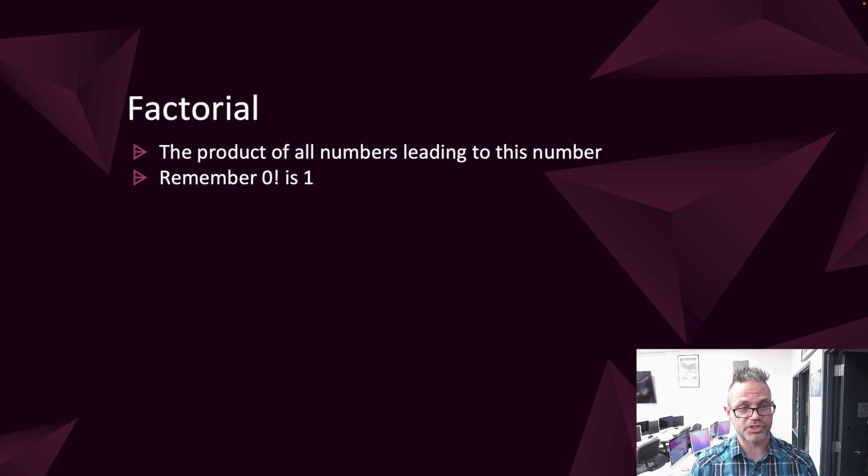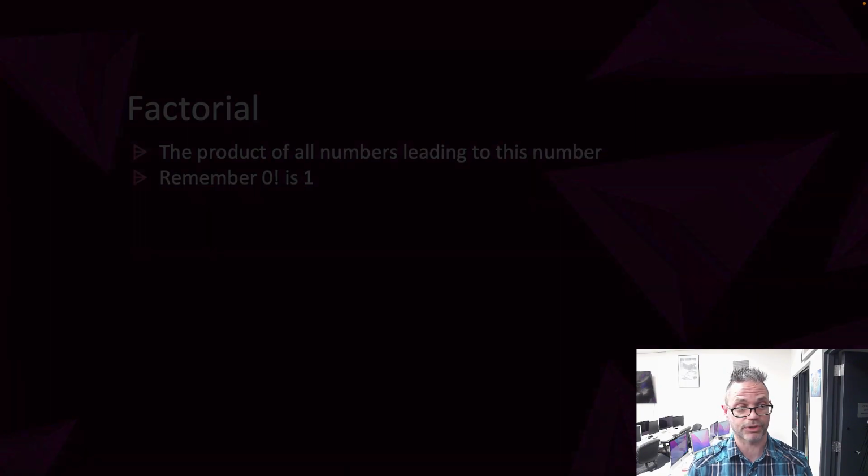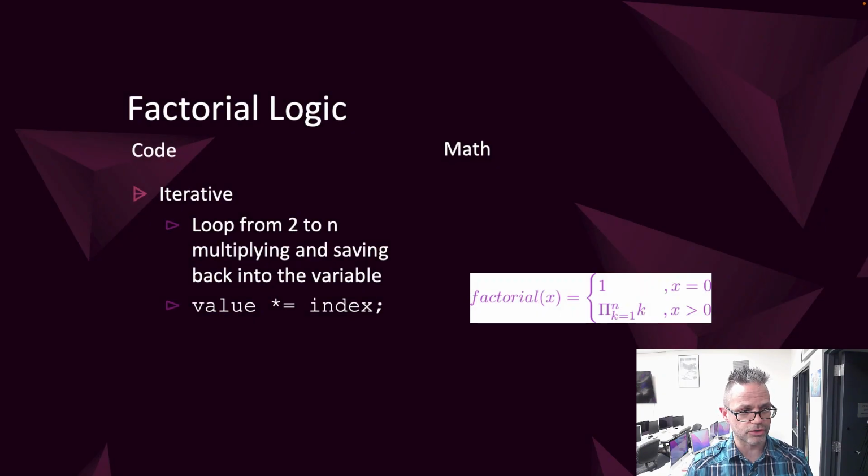Now, one of the easy examples we see for that is the idea of factorial. It's the product of all the numbers leading to this number, and remember that 0 factorial is 1, so that's where we're going to see our base case specifically. So we have our code, an iterative solution. We're going to loop from 2 to n, multiplying and saving the variable back into it, and the value just is times equal to index.